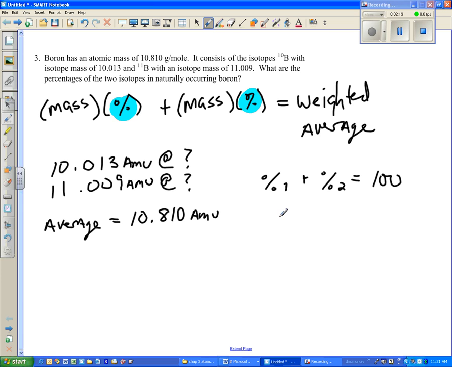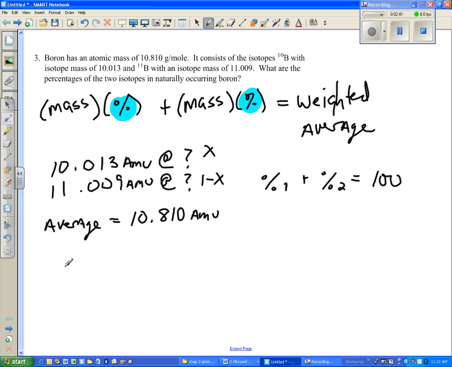So what we're going to do is say, if this particular percentage was considered x, this other percentage could be considered 1 minus x, since both of these must add up to a total that is either 1, or if put in percent form, 100.